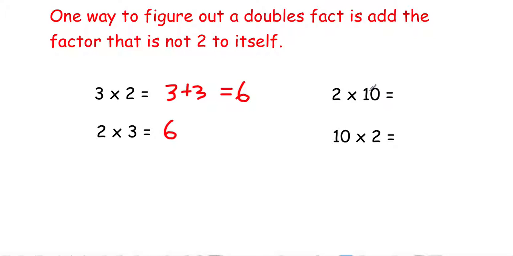I could take my number that's not 2 and add it to itself, so 10 plus 10, and of course that equals 20. So if 2 times 10 equals 20, 10 times 2 equals 20.